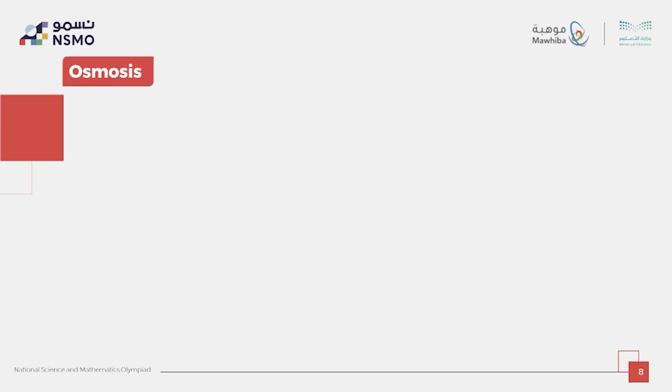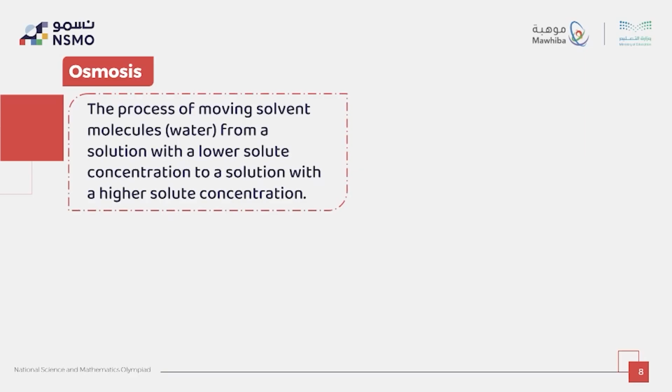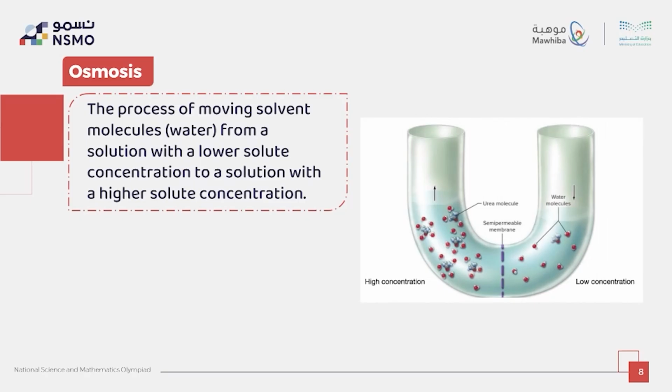The first main transport process we have is osmosis. Osmosis is the movement of water from a lower solute concentration to a higher solute concentration. Look at this diagram, guys. Here it shows water moving from the low concentration to the high concentration. So what's the benefit of it? The benefit is that it helps the cells maintain water balance inside the environment.